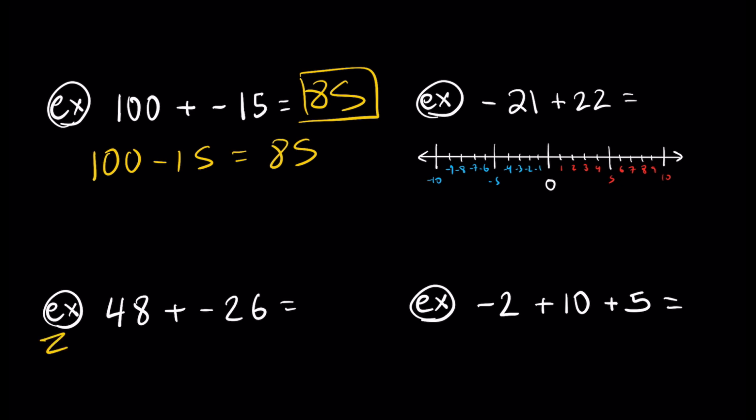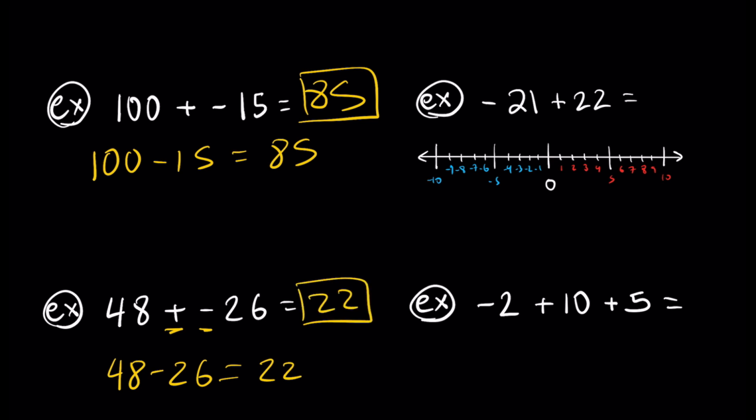All right, over here, 48 plus -26. We can use our rules, of course. Subtract the signs and keep the sign of the larger one, or use what we just said. Adding a negative is the same thing as subtracting a positive. So this is just like saying 48 minus 26, which is going to be 22.